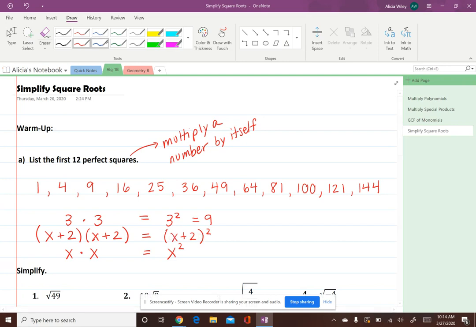Okay? Looking at the numbers that we have up here, you'll notice that this is 1 squared. This is 2 squared. This is 3 squared, or 3 times 3. 4 squared. 5 squared, or 5 times 5, right? And we can go the whole way up to 12 squared, or 12 times 12. Okay, so writing something to the second power is just a shorthand way of writing something multiplied to itself. So how are we going to use these perfect squares today?